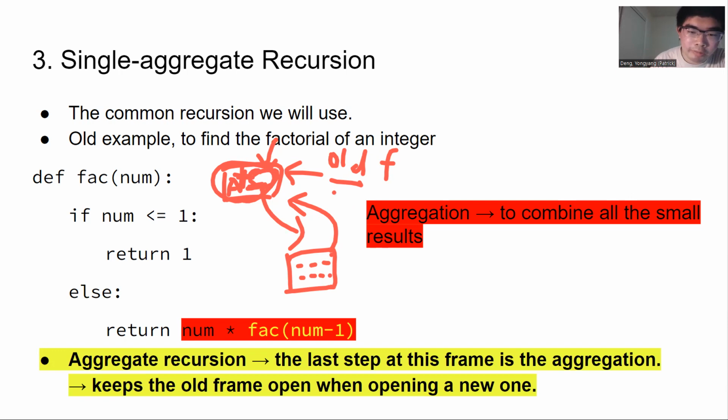So you have to evaluate the function call first, and then you return the number from the new function frame to the old function frame, and then you do the aggregation so that you get the result. Then you end the old frame, and pass the value to where the recursive function was called. Yeah.